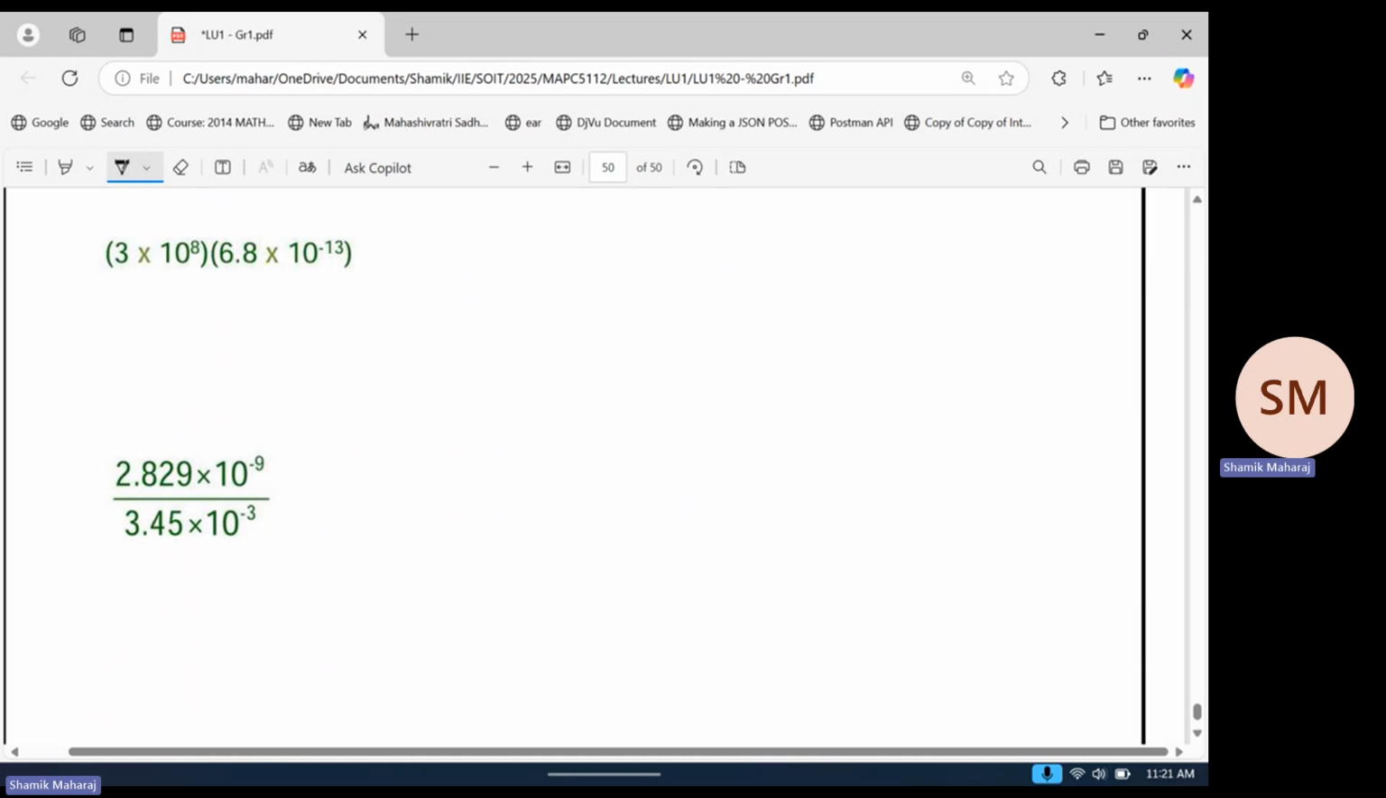The first common mistake I'll mention is people use FOIL to open these brackets. We can't do that, because technically this is all multiplication. It looks like a FOIL situation, but this is the same as 3 times 10 to the 8 times 6.8 times 10 to the minus 13. There's no addition, no subtraction, it's only multiplication. It's this times this times this times this, right? It's as easy as that. You guys good with that so far?